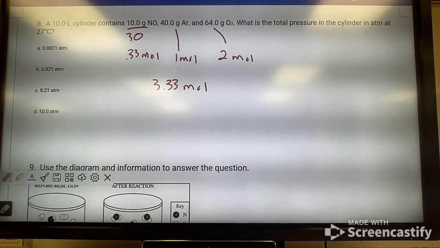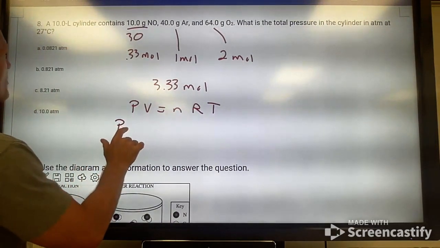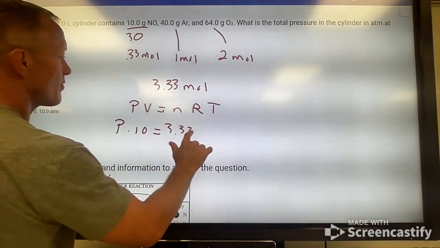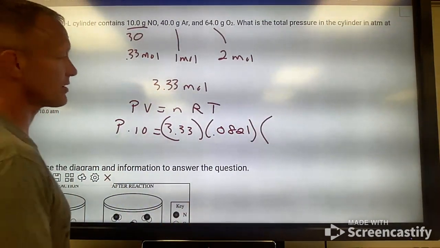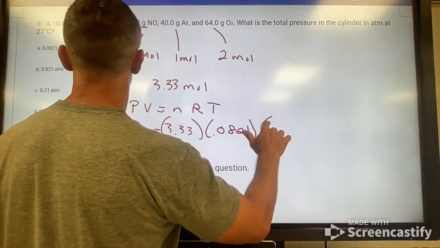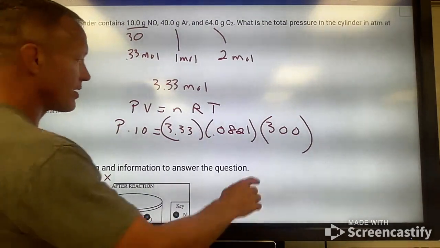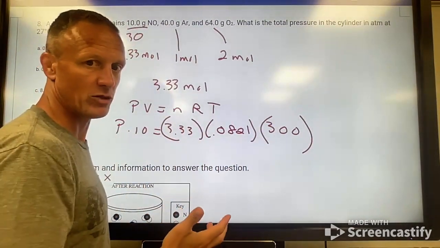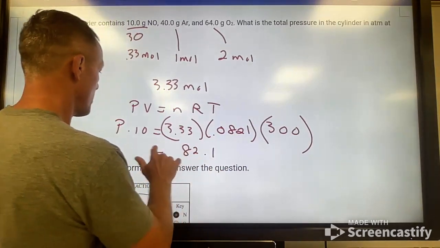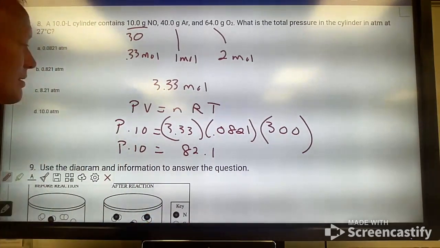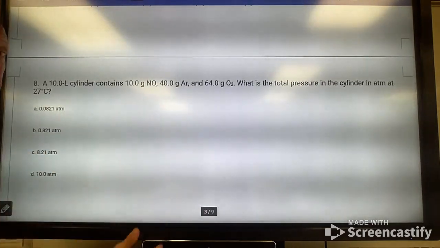Well, we could use PV = nRT and figure out what our pressure is. So P times 10 equals 3.33 times 0.0821 times 27 degrees Celsius, which is 300 Kelvin. Well, I can probably figure this out in my head. 300 times 3.33 is about 999. It's almost 1,000. 1,000 times this, moving the decimal three places, would be about 82.1 equals P times 10. So divide by 10, about 8 atmospheres pressure. By the way, up there, the gas with the most moles would obviously be causing the most pressure.